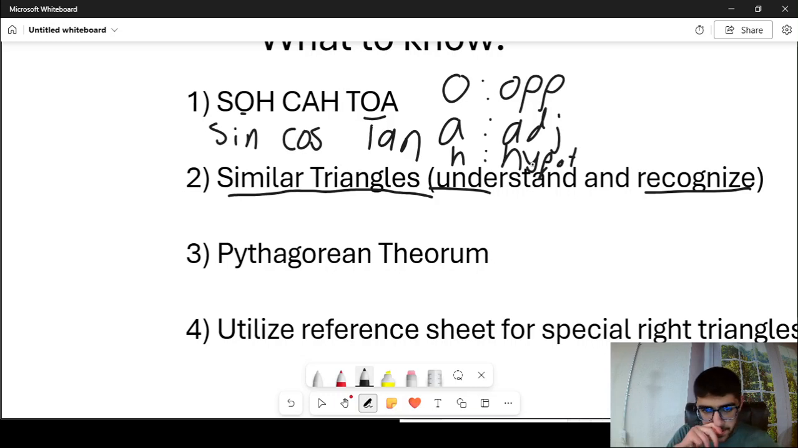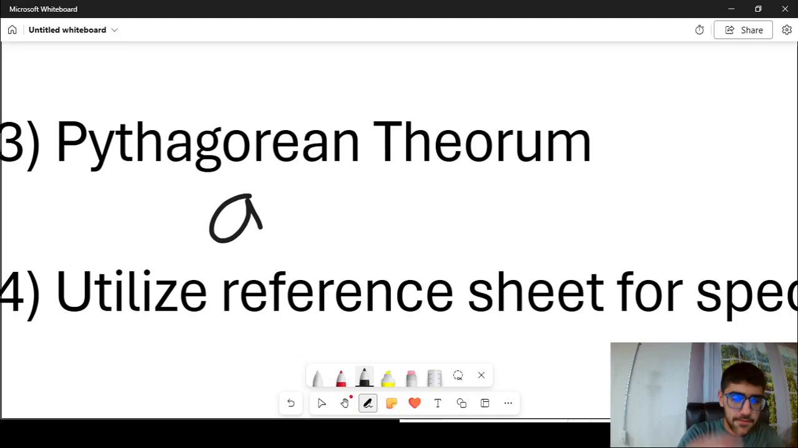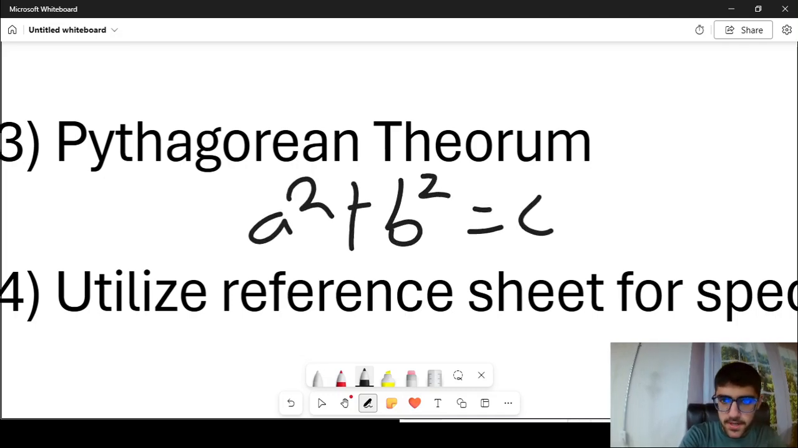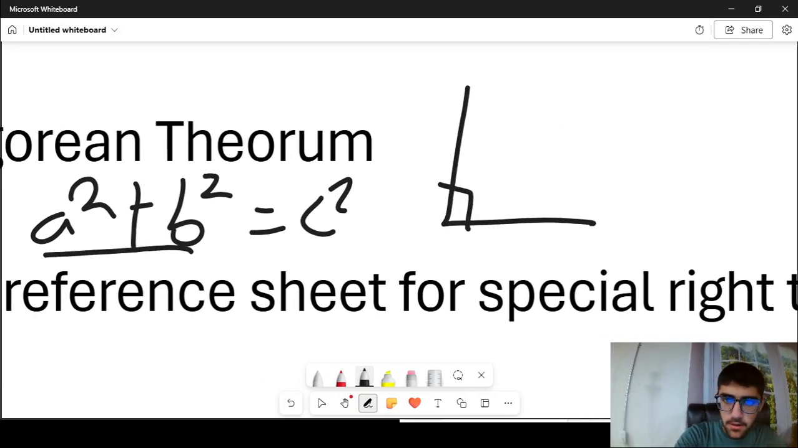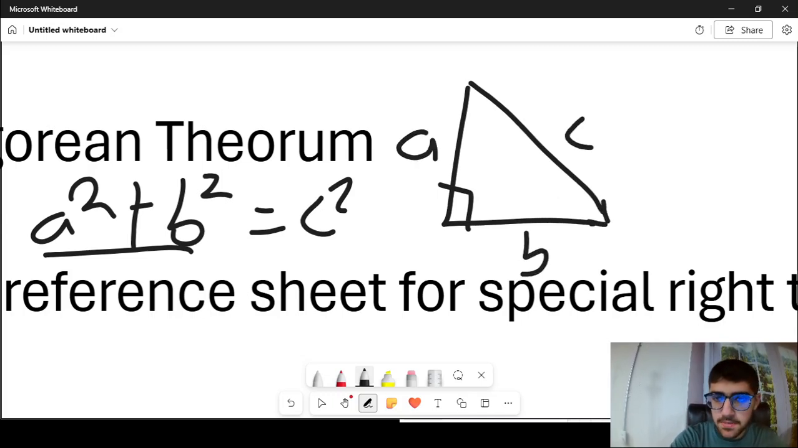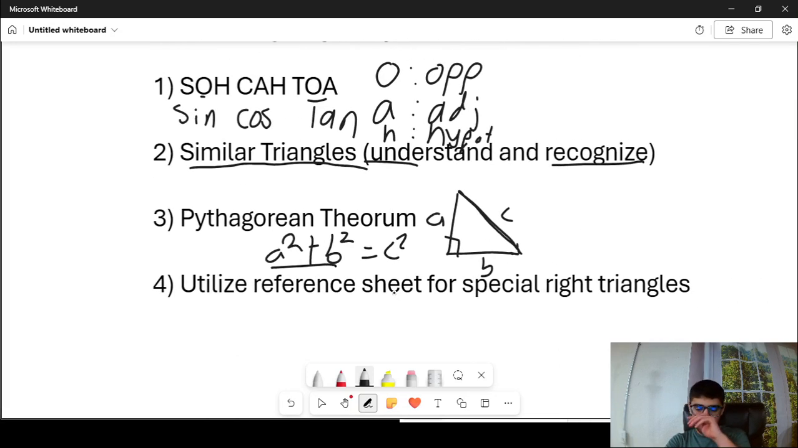You also need to know the Pythagorean theorem. I think everyone here should know that. If you don't, it's basically a squared plus b squared equals c squared, and this only applies to right triangles. So with the right angle, a and b, it doesn't matter which side it is, but c has to be the hypotenuse, which is basically the diagonal. And you use this, if you have two sides, you always use the Pythagorean theorem to find the last side. And then the last one is to utilize the reference sheet.